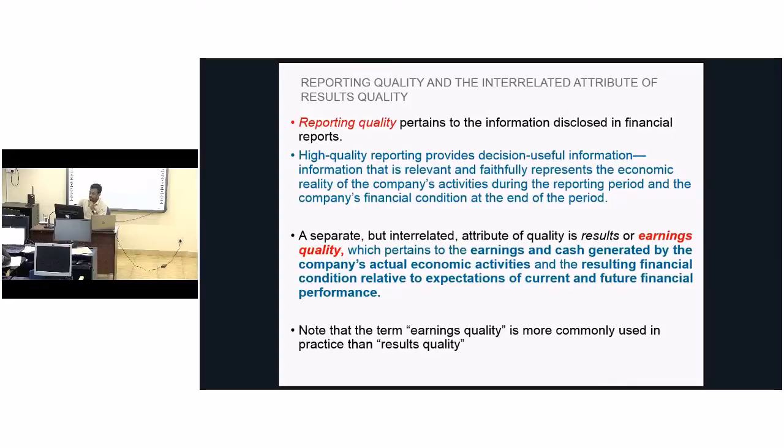Understand? So that is earnings quality. Inside earnings quality, actually we look at earnings as well as cash flows. Both should be relating to genuine real economic activities, and the result in financial condition relating to current and future financial performance. Understand? I told you earnings quality is the same as results quality. Now I hope you can understand what reporting quality means.